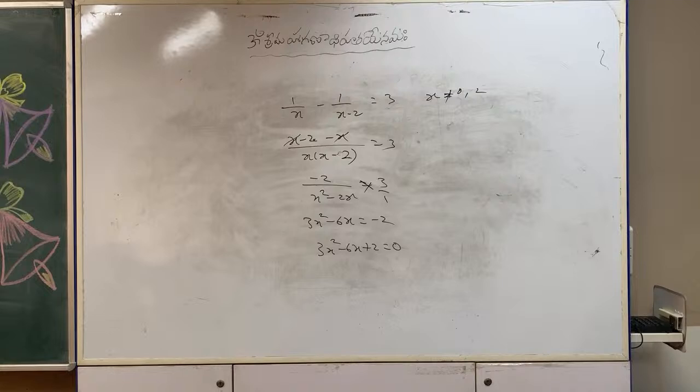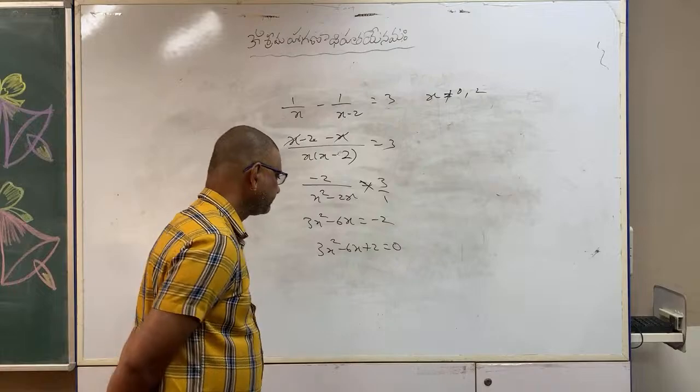What is b square minus 4ac? 36 minus 24. Neha Devi, is b square minus 4ac greater than 0 for this? Yeah, 36 minus 12, that is 24. We got 12. Root 12 is nothing but 2 root 3.